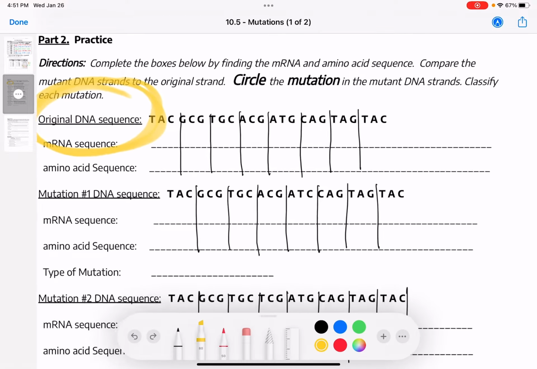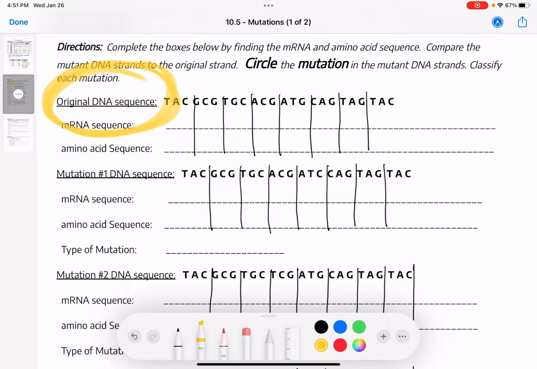So the first thing that I want to do is look at the first 3 bases. So we have TAC, TAC. Is that identical? Yes, there's no mutation. How about here? GCG, GCG. Is there a difference there? No, no mutation is found. TGC, TGC, any mutation? No, those are identical as well. ACG, ACG, are those identical? Yep, still haven't found a mutation. Let's keep going. ATG, ATC. Ah, there is our mutation. So like the directions say, we're going to circle our mutation.